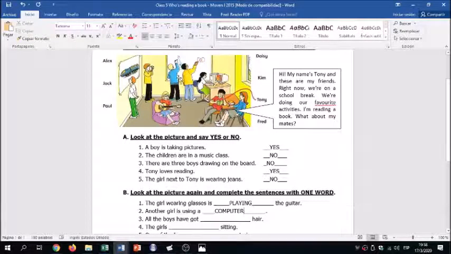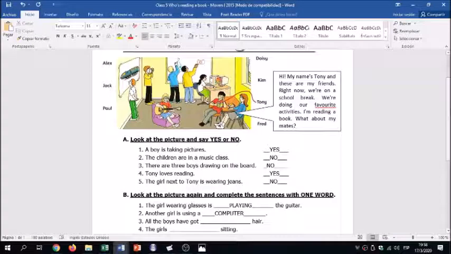Now, let's look at the boys. We have one here, one here, one here, one here, and one here. Right. What do they have in common? ¿Qué tienen en común respecto al pelo, a su cabello? Have they got blonde hair? No. Have they got long hair? No, they all have short hair. So all the boys have got short hair.